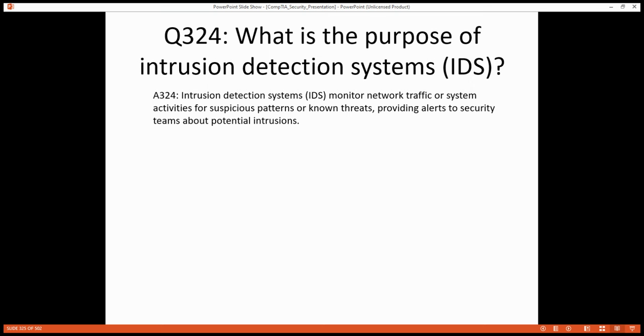Q324. What is the purpose of intrusion detection systems, IDS? A324. Intrusion detection systems, IDS, monitor network traffic or system activities for suspicious patterns or known threats, providing alerts to security teams about potential intrusions.